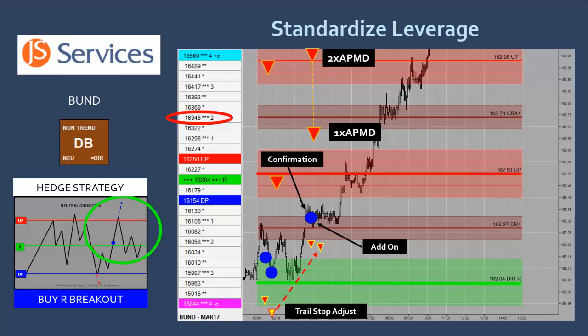When the add-on is filled, one of the original position's trail stops should be adjusted up so that the position remains positive if the add-on is stopped out. The trail stop adjustment is also warranted because the trade is looking for only 1 APMD, and as the market approaches it, we don't want to get our risk-reward skewed, so we need to adjust our stop up.